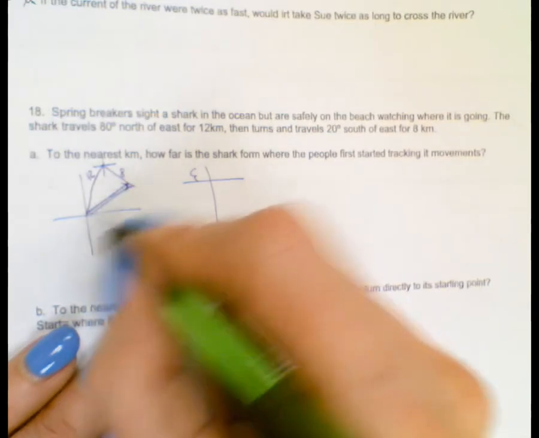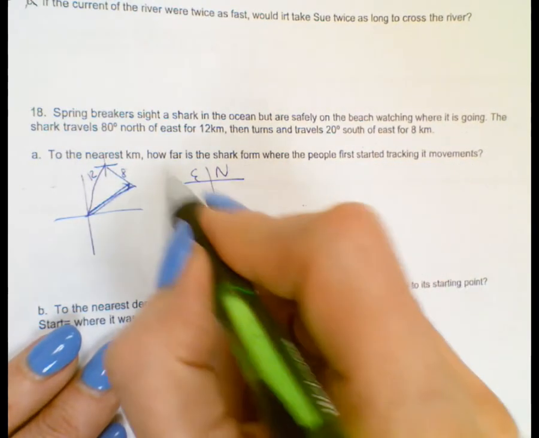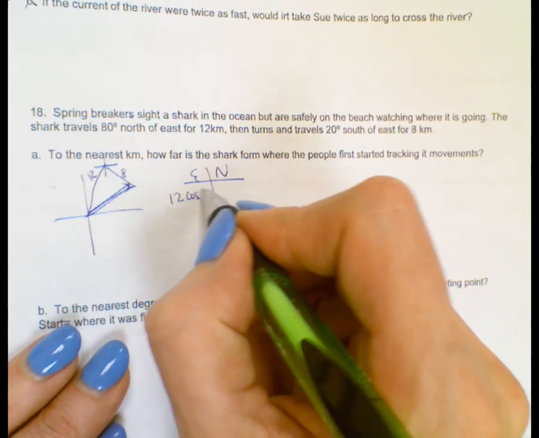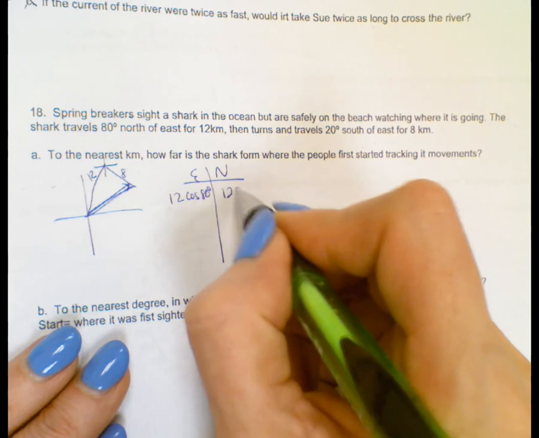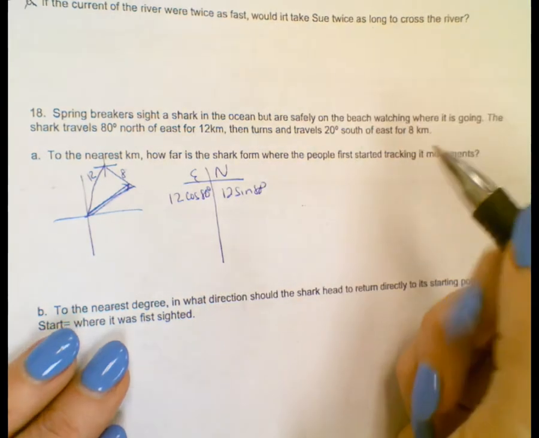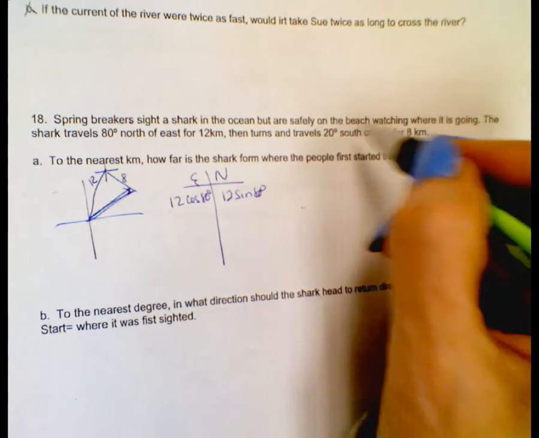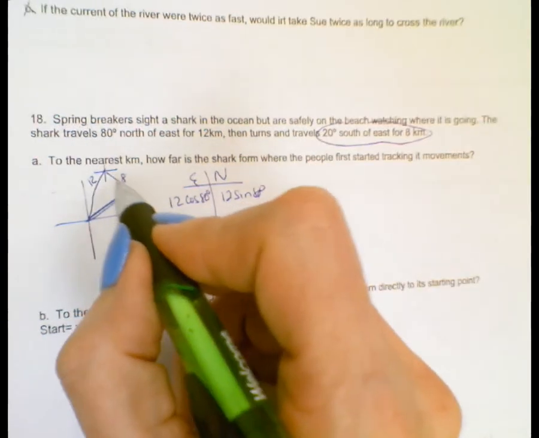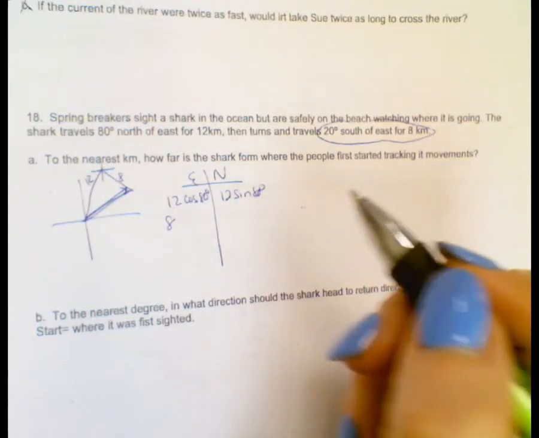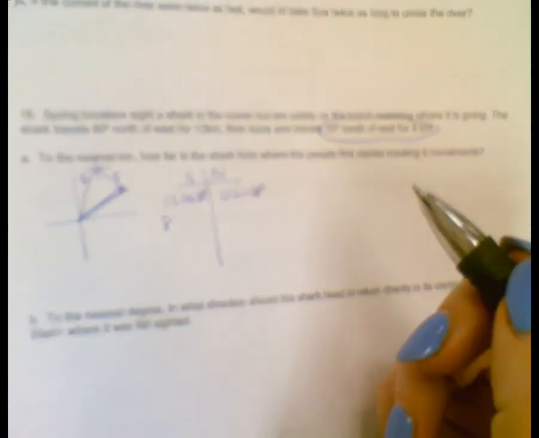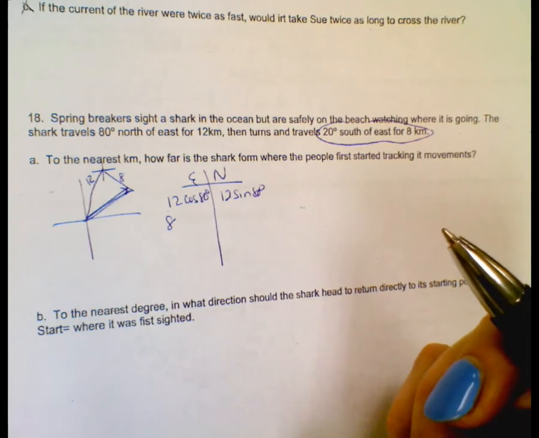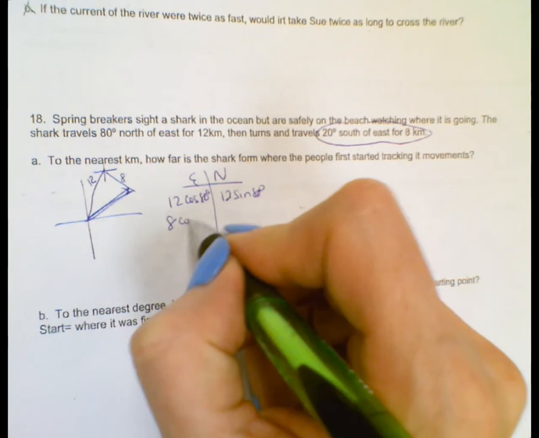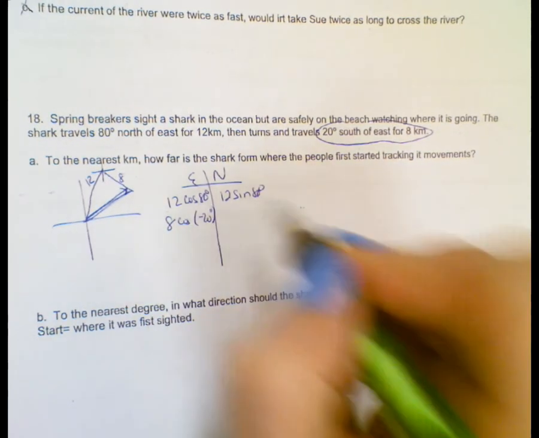So we want to know this. So east-north chart. The first one is 12 kilometers, 80 degrees. Now when it says 20 degrees south of east, be careful. It's going this way. So we're still going to have the 8, but 20 degrees, you can't use 20 because that's in the first quadrant. You can use negative 20 or you can use 340. Let's just go ahead and use negative 20 because we turned and went to the fourth quadrant.